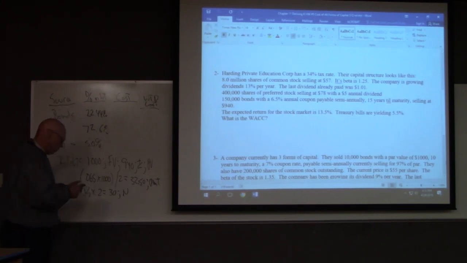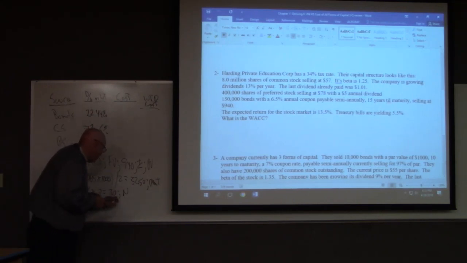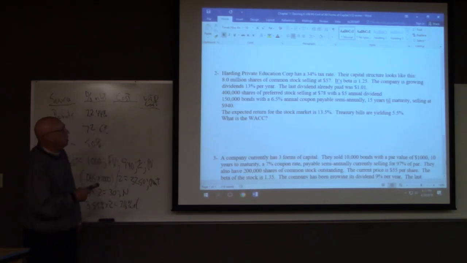All right, so let's put this information in. 1,000 is our future value. 940 plus minus is our present value. 32.5 is our payment. 30 is our N. Compute I/Y. And you get 3.58% times 2 is 7.16%. Okay. Times 1 minus the tax rate. That's your pre-tax cost.